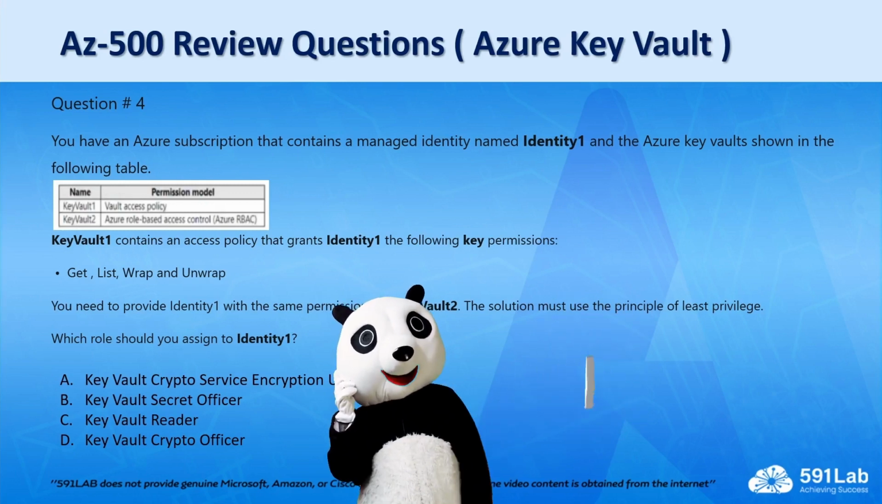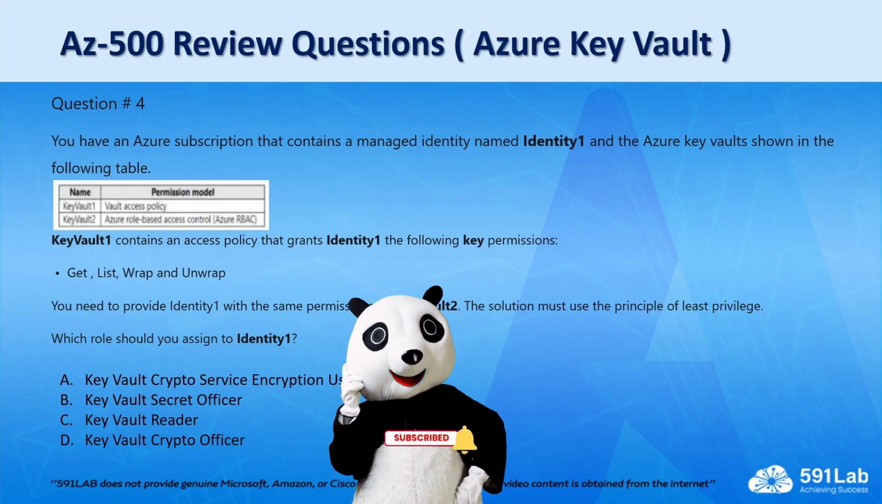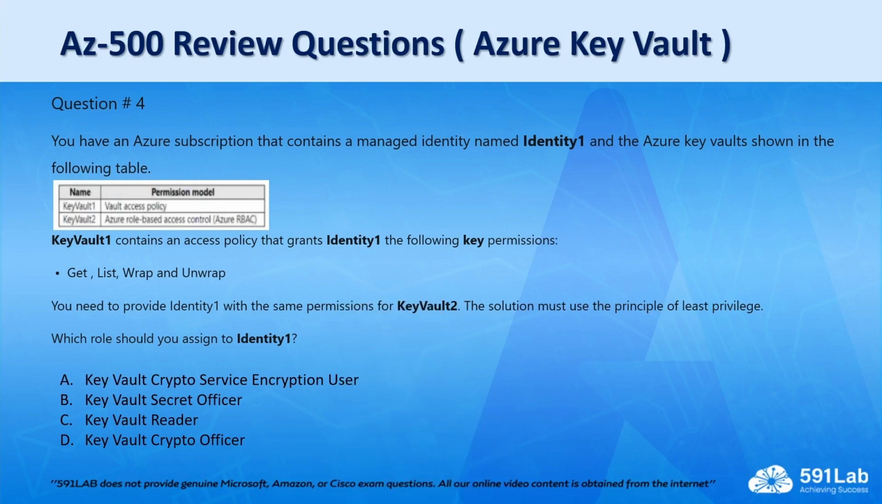Good. Now you need to provide identity 1 with the same permissions for Key Vault 2. The solution must use the principle of least privilege. So here we have Key Vault 1 and we have identity 1, or you can say user 1. So user 1 has the key-level permission on Key Vault 1. And we need to provide the same level of permission for Key Vault 2 as well. So which role should you assign to identity 1?